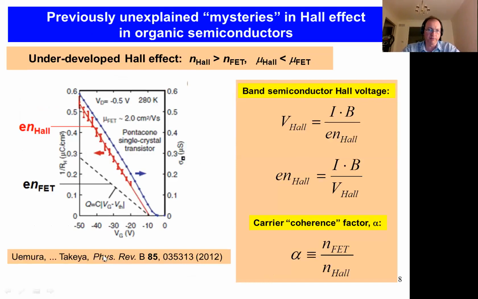Also, another mystery that this model explains is this observation made by Takeya's group that apparently in pentacene, the carrier density measured by Hall effect is almost twice greater than the capacitively defined total carrier density. So this result seems to be absurd, okay, but this is true, of course. This is what the measurement shows, and the reason you have this seemingly absurd result is simply because this conventional formula for the Hall effect is used to determine the Hall carrier density from the measured Hall voltage.